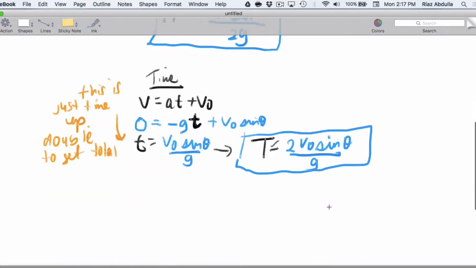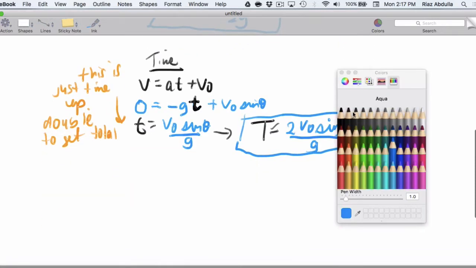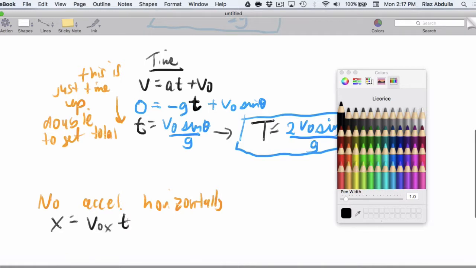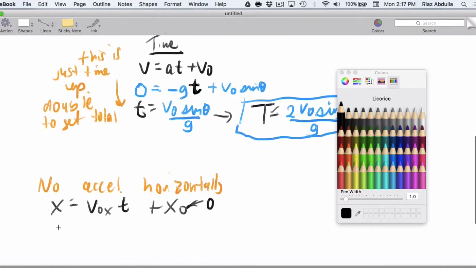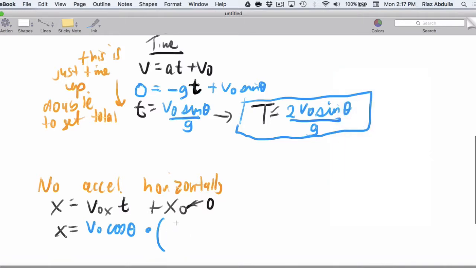All right. Lastly, let's go ahead and figure out what's happening in the horizontal direction. Now here's the interesting thing. In the horizontal direction, let's just note, there is no acceleration horizontally. So what that tells us is that in the x direction, we can simply write x is v naught x times t plus our initial position, which is going to be 0. So we're going to end up getting that the horizontal position is v naught cosine theta times t, which is the total hang time, and that's going to be 2 v naught sine theta divided by g.